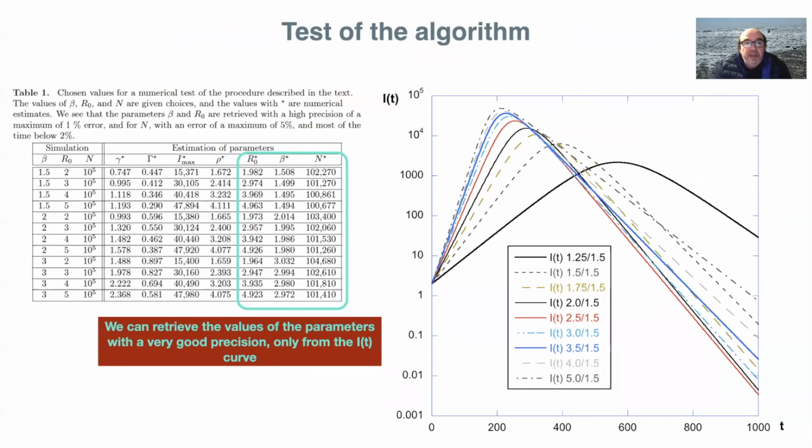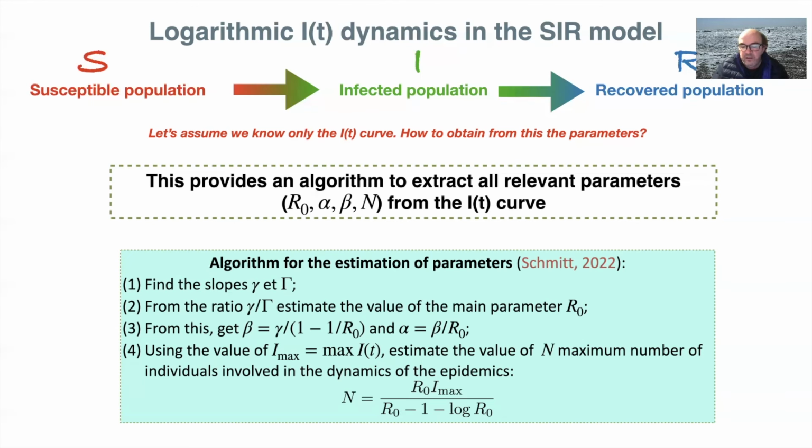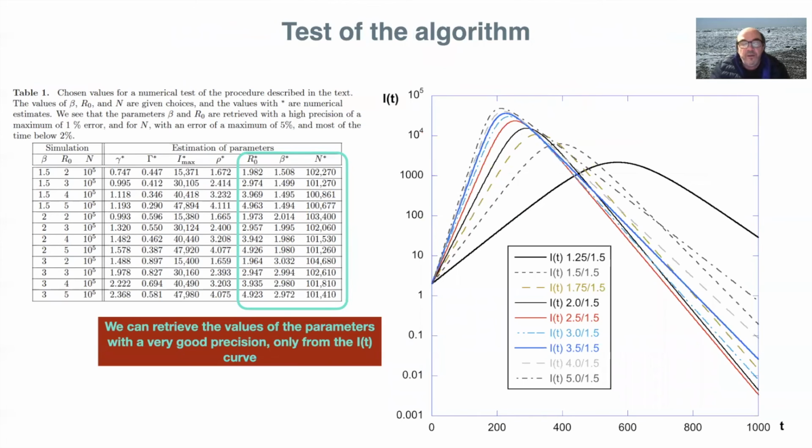So this algorithm can be tested. What we have done here is make a simulation with different parameters beta, R naught, and N. And we act as if we don't know these parameters. We just have the curve of I. Using the algorithm that I indicated, which is shown here, only from the curve I of t, we extract the parameters.